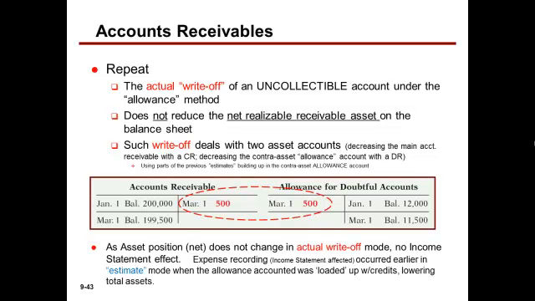Expense recording, in other words, when the income statement was affected, occurred earlier in the estimate mode when the allowance account was loaded up with credits. That's when assets were lowered and when the income statement was affected with a bad debt expense. Not in the actual write-off mode later when a specific account is identified as not being collectible.